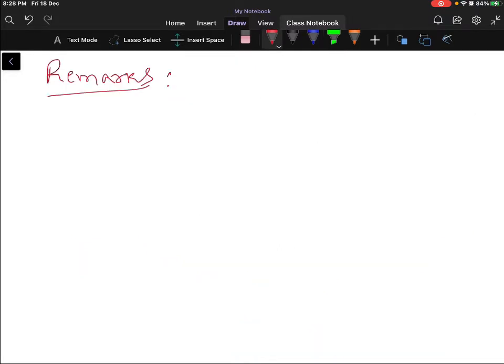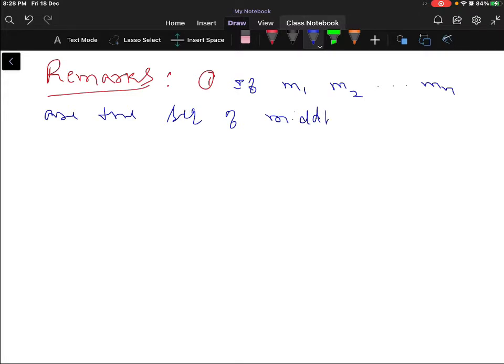Let us remark on the bisection method. The first remark: if m1, m2 and so on, m n, are the sequence of middle points of the intervals a n comma b n, then for n equal to 1, m1 is the middle point of the interval a1 comma b1. Similarly, m2 is the middle point of a2 comma b2, and so on.